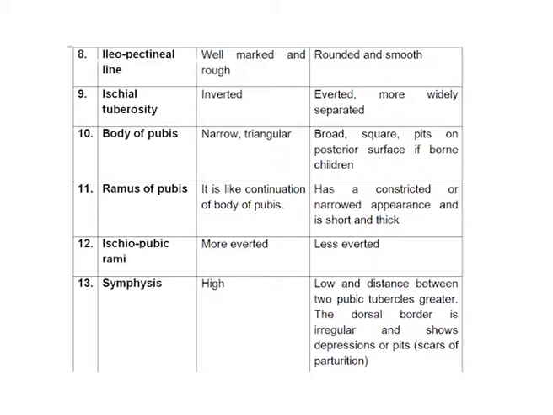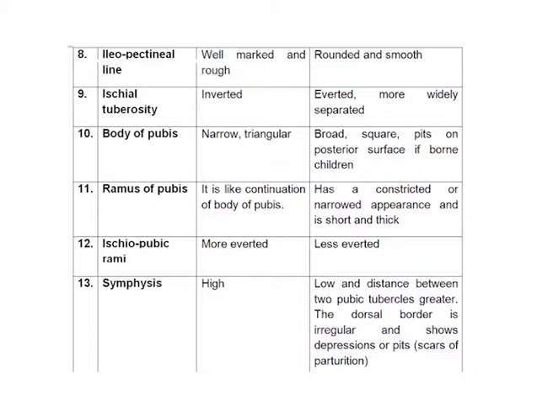If you observe the body of the pubis, it is narrow and triangular in male pelvis, whereas it is broad, square and pitted on the posterior surface in female pelvis, especially in a multipara. The ramus of pubis is likely the continuation of the body of pubis in male pelvis, whereas in female pelvis the ramus has a constricted or narrowed appearance and is short and thick. The ischiopubic rami are more everted in male pelvis, whereas they are less everted in female pelvis.